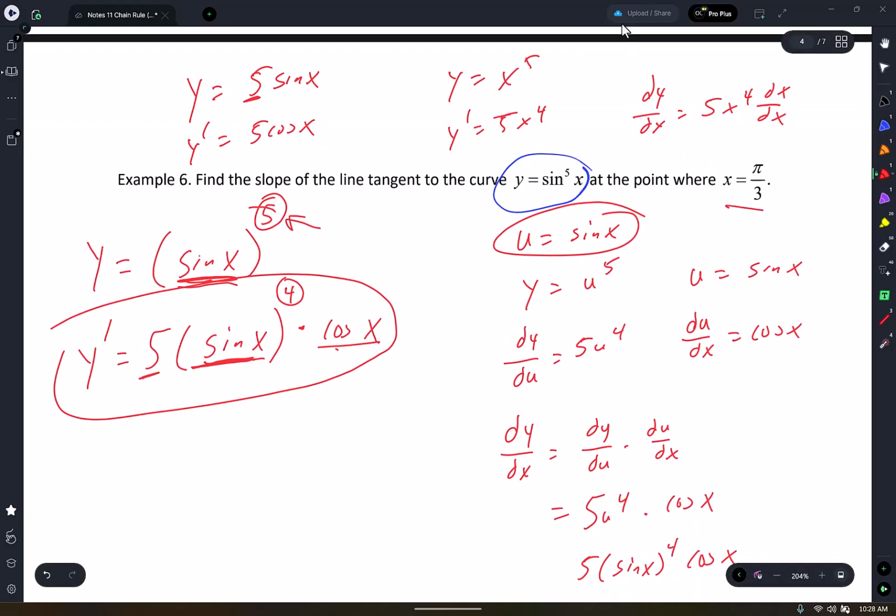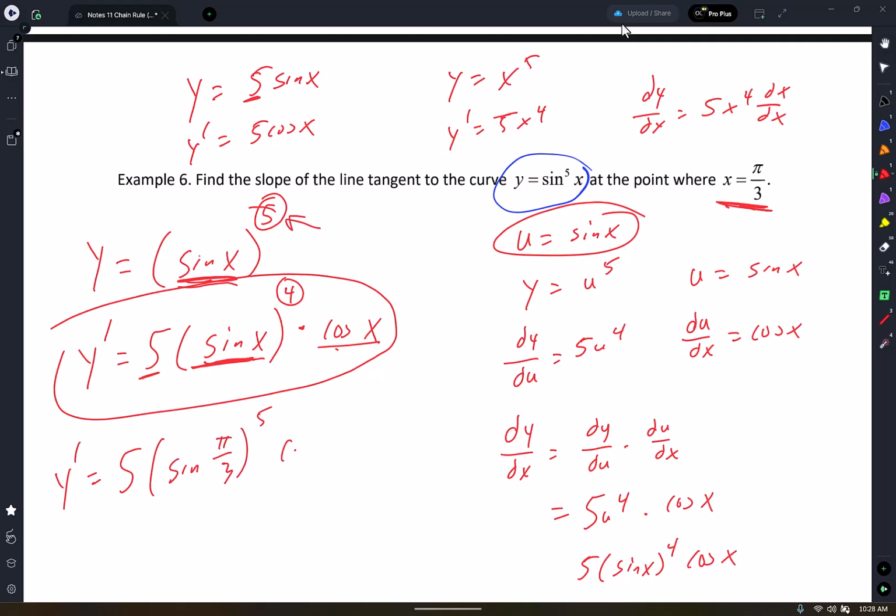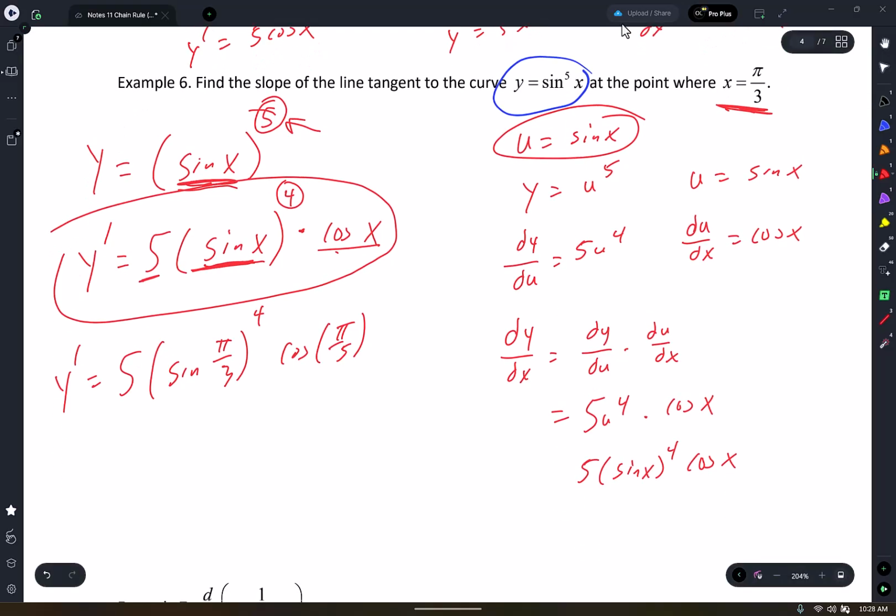Well, we haven't even found the value. We plug in now. Plug in pre-calc. 5 times sine of pi over 3 to the 4th power, times cosine of pi over 3. What's sine of pi over 3? What's cosine of pi over 3?